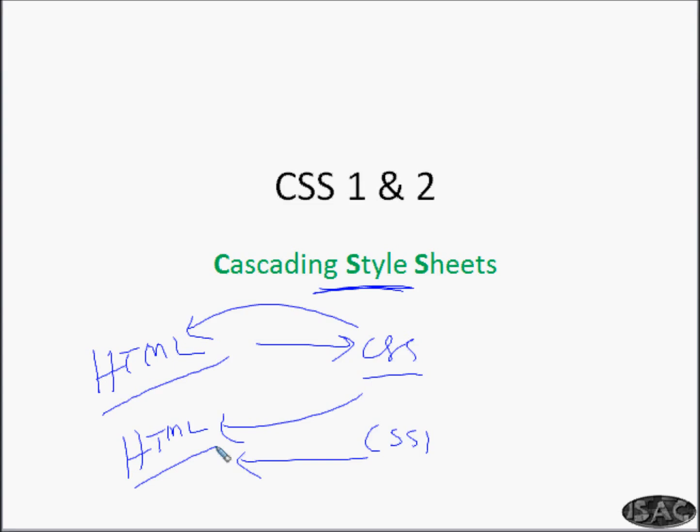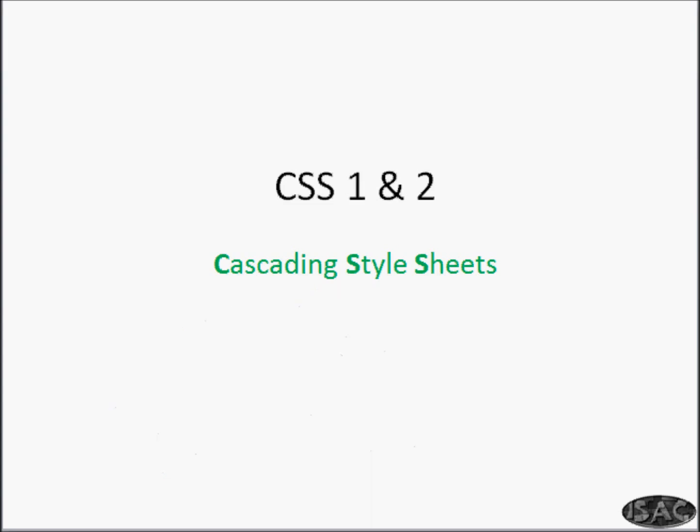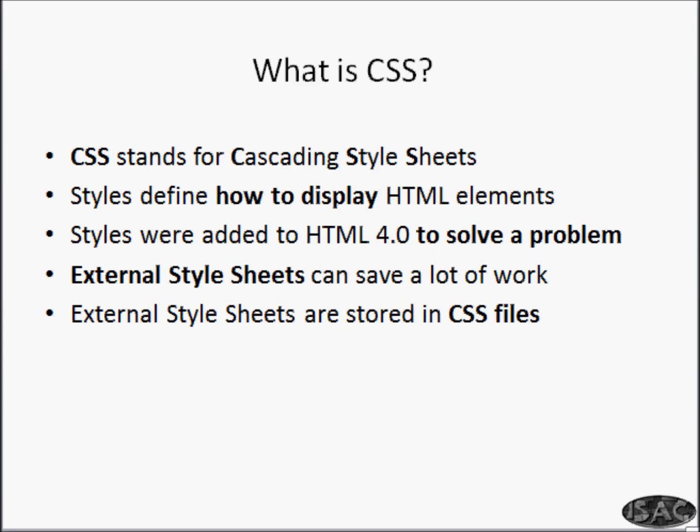So let us understand the details of how we can work with CSS, cascading style sheets. So what is CSS? CSS stands for cascading style sheets. Styles define how to display HTML elements. Styles were added to HTML 4.0 to solve a problem, the problem which I just discussed. External style sheets can save a lot of work. External style sheets are stored in CSS files. So we make a .css file.